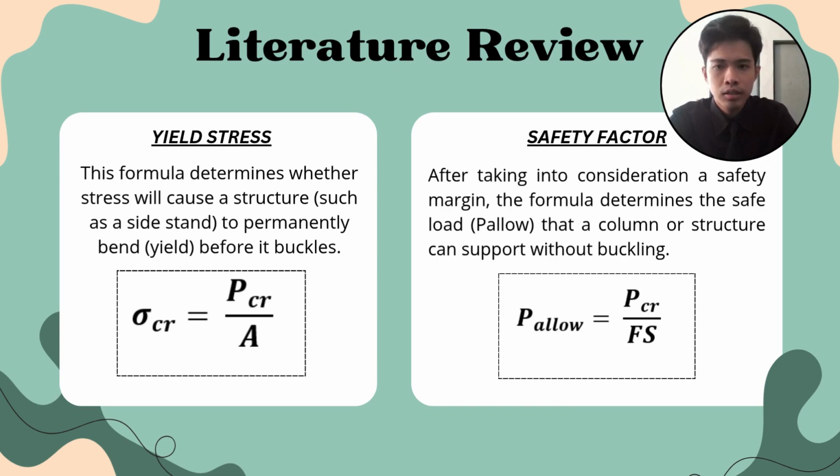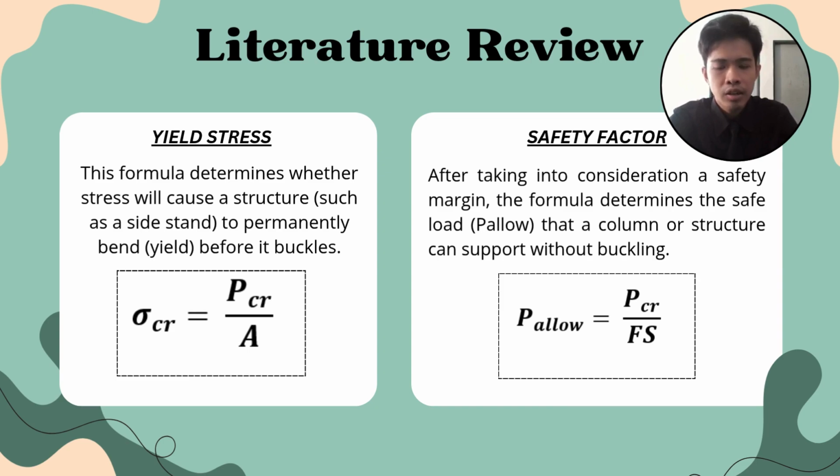For the next slide, which is the continuation of the literature review, we cover the other formula that we use to solve the problem. The second formula is the yield stress. This formula determines whether the stress will cause a structure to permanently bend or yield before it buckles. Below is the formula, which is sigma CR equal to Pcr over A. Sigma CR represents the yield stress or the load stress.